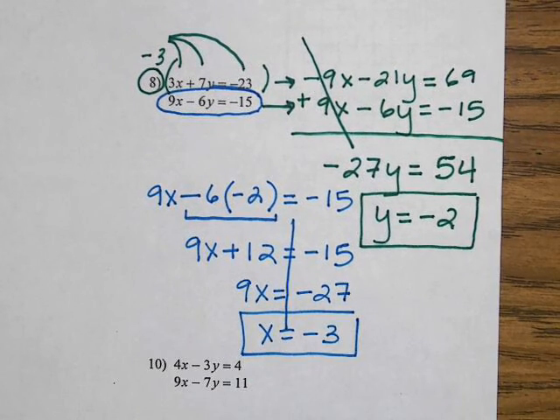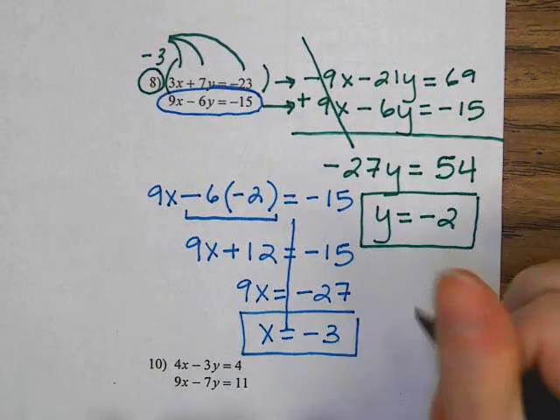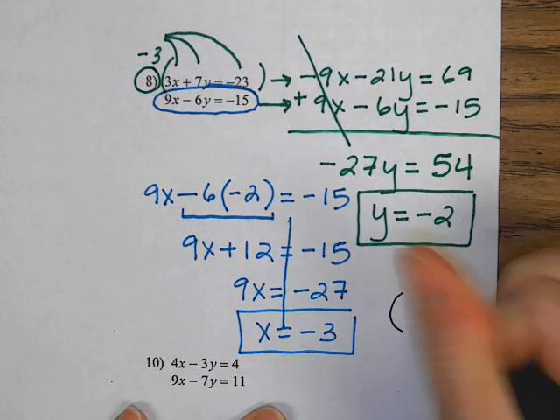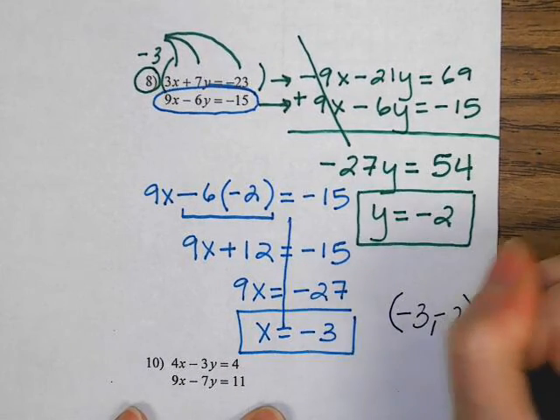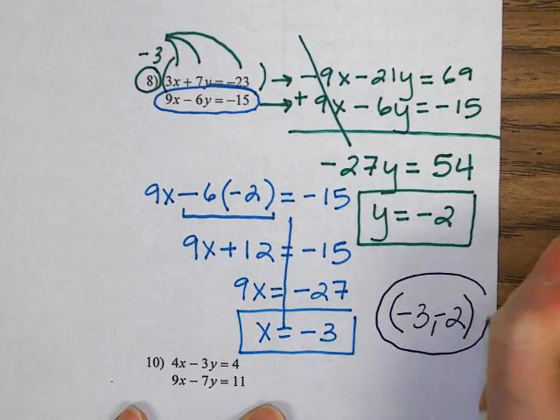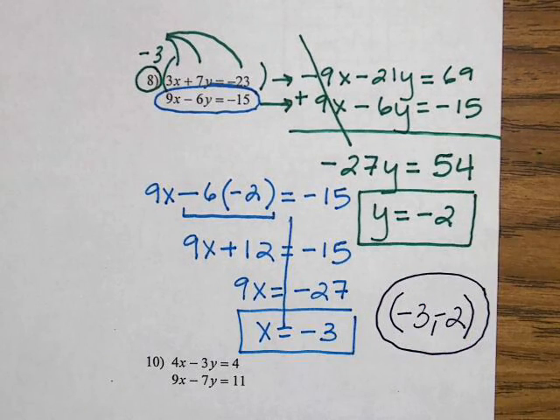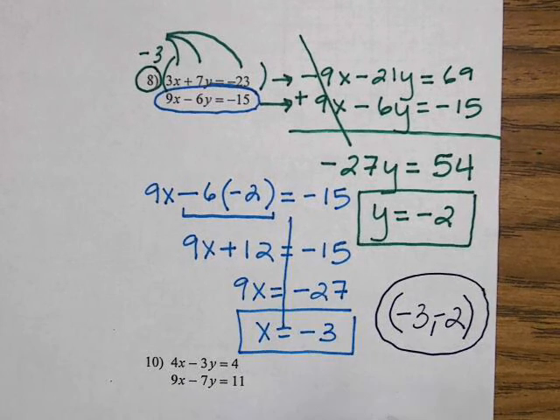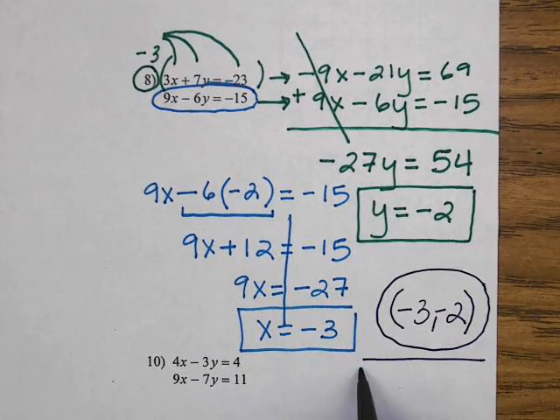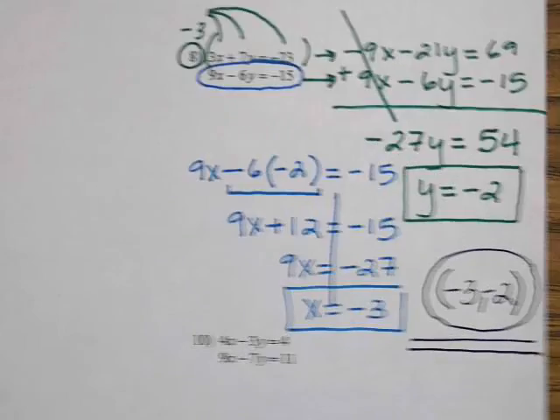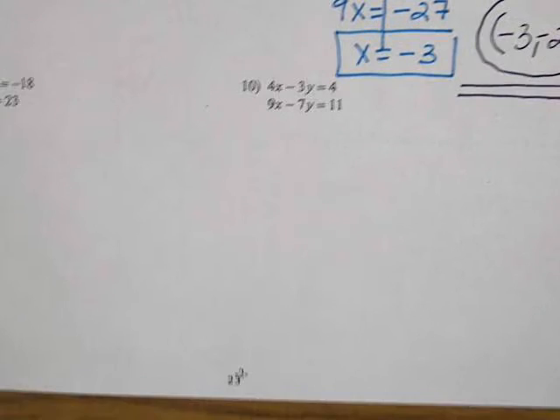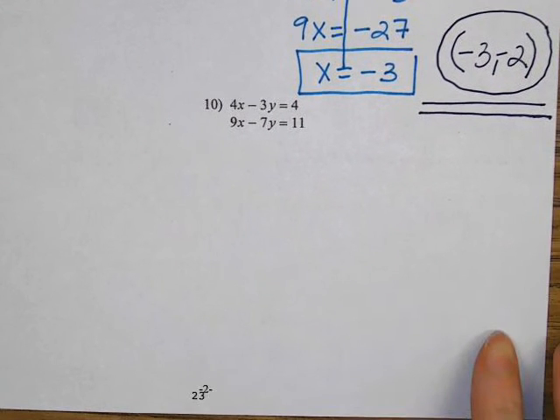And that looks great. We got our x, we got our y. Let's write them as an ordered pair. Final answer is -3, -2. All right, if you guys want to stop, go ahead. This is a good stopping point. If anybody wants to see that extra elimination one that's a little bit harder, let's keep watching on number 10.